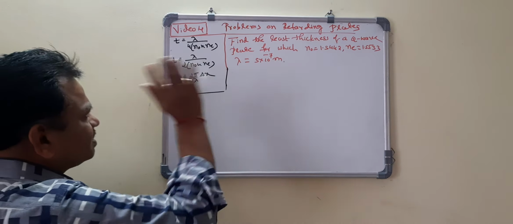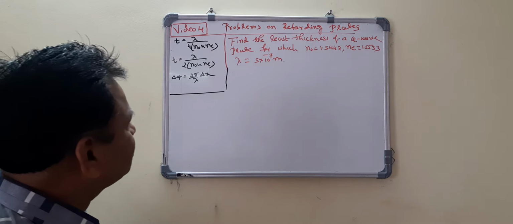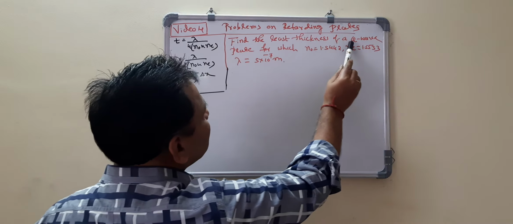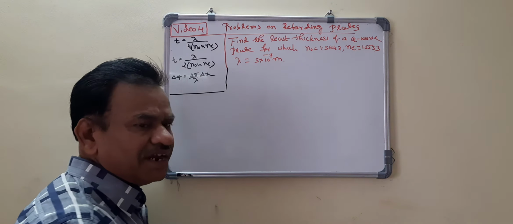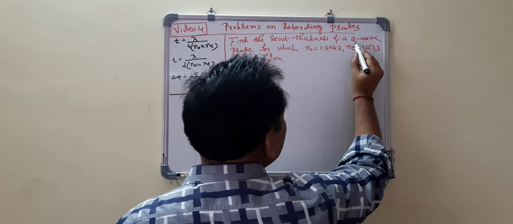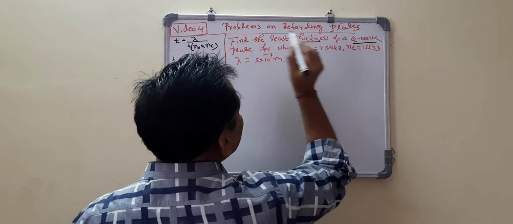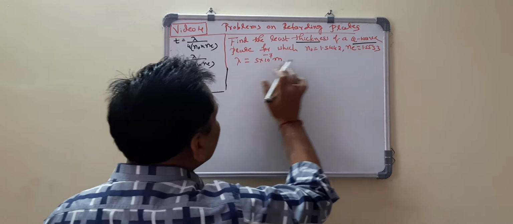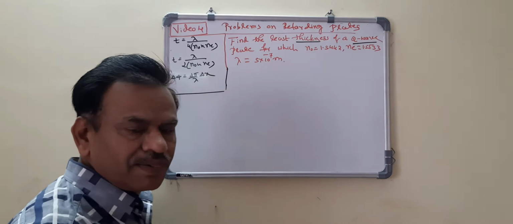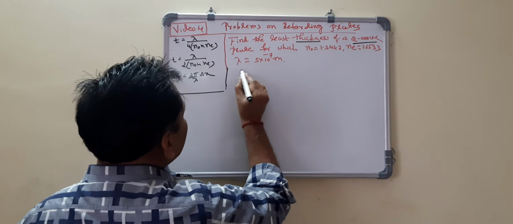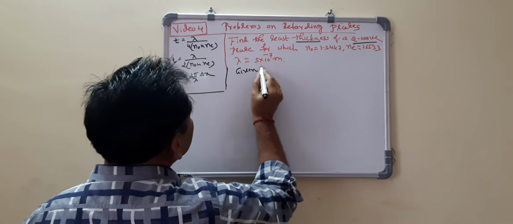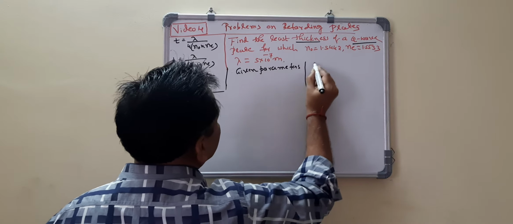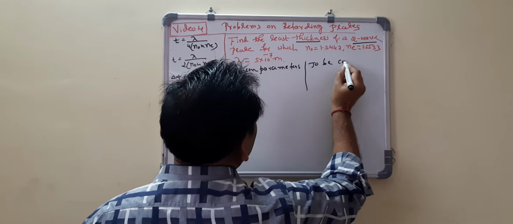Now, first I will solve the very easiest problem. First, go through the question. Find the least thickness of a quarter-wave plate. It is already defined. What kind of plate is it here? Quarter-wave. What do we find here? Thickness, for which n_o is given, n_e is given, and lambda is given. First, you write the given parameters, and next, what is to be calculated.